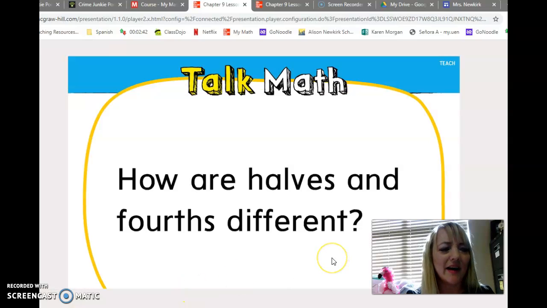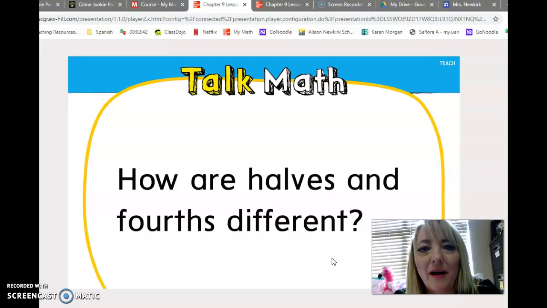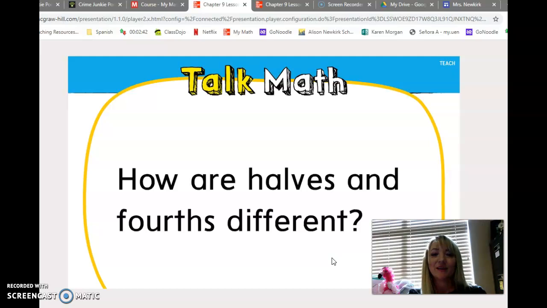Okay, how are halves and fourths different? So would you rather have half of a piece of pie, or would you rather have, well, that's kind of a bad example. Let's say a cookie. Would you rather share half of a cookie with someone, or would you rather have a fourth of a cookie? Let's say we're really hungry. What would you think? We would want half because that section would be larger. A fourth would be a smaller portion.